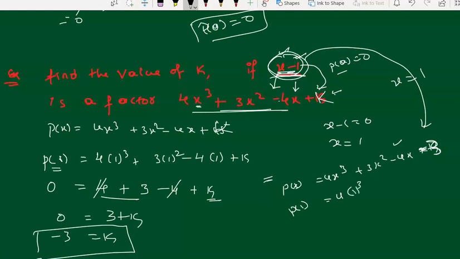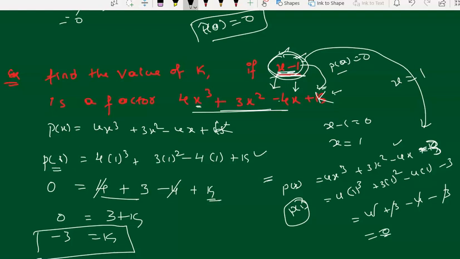p of 1 is 4 into 1 cube plus 3 into 1 square minus 4 into 1 minus 3. Just find out: 4 plus 3 minus 4 minus 3 is 0. That's why he said it. He already said it is a factor of this, and that's why I have taken p of 1 equal to 0 and calculated k. I hope you understood this kind of problem. It is very useful for your 10th class also. The same kind of problems you are going to get in 10th also.